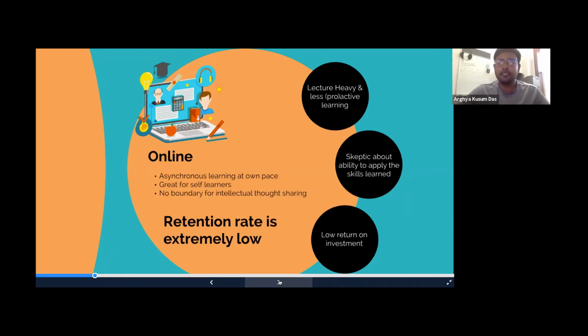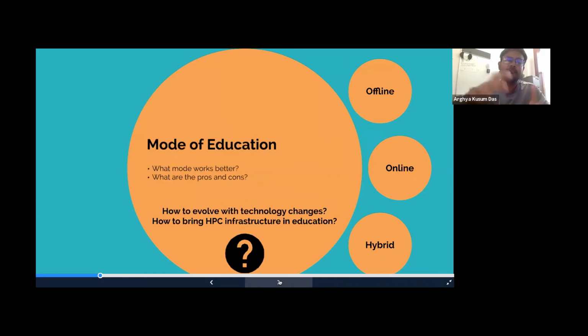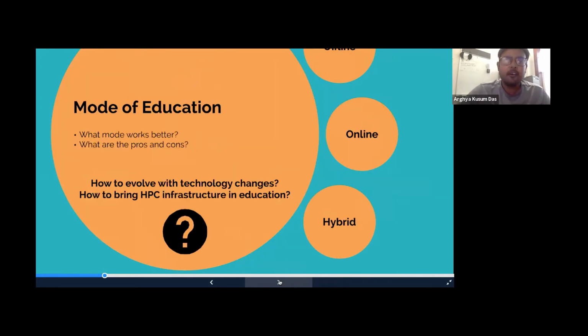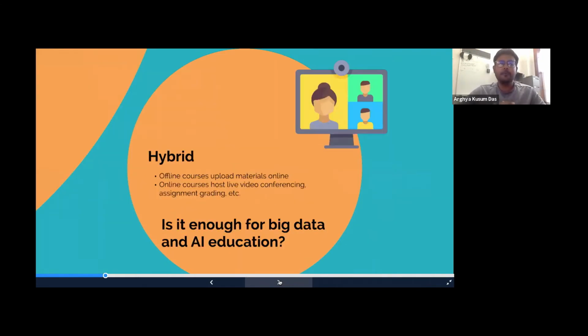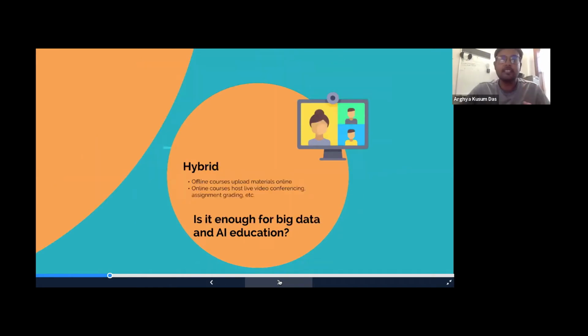And also, in terms of data education, there is a comment about low return on investment. There is also a hybrid mode of education where students can get access to many different resources and talk to the instructor. But still, when it comes to real big data or AI education, the question is: is it enough? Where is the infrastructure part and all these things?